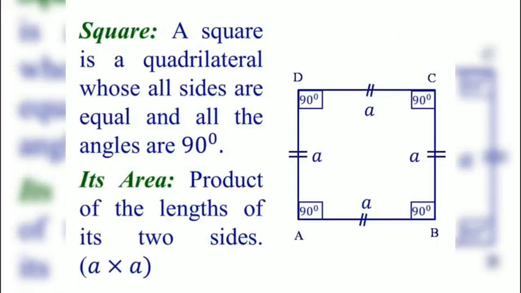Square. A square is a quadrilateral whose all sides are equal and all the angles are 90 degrees. And its area is the product of the lengths of two sides, that is a into a. Here, ABCD is a square having side a unit. So its area is a into a, that is a square, square unit.